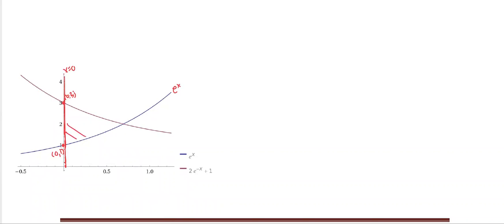These three graphs meet, and the region appears where they are all bounded together. So your goal is to find this area. The problem is, what is the intersection point of the two exponential graphs? You do the same as before. You set up the equation by letting e to the x equal 2e to the negative x plus 1, and then solve for x to find the intersection point.